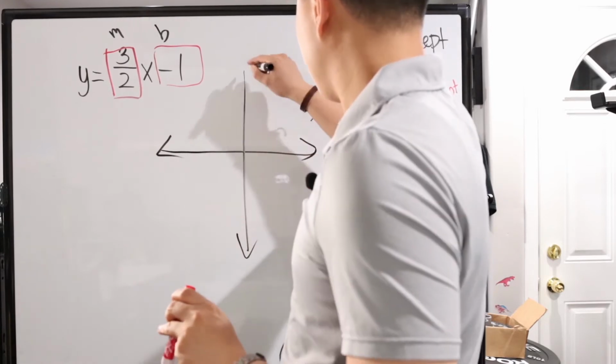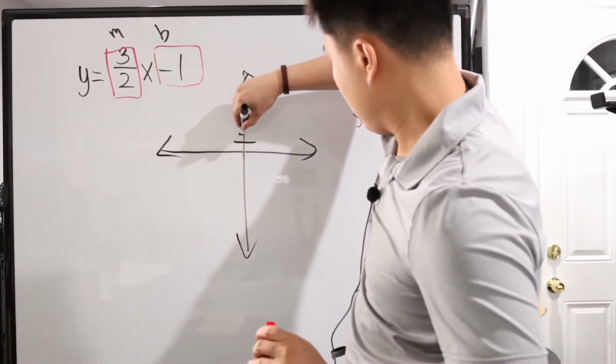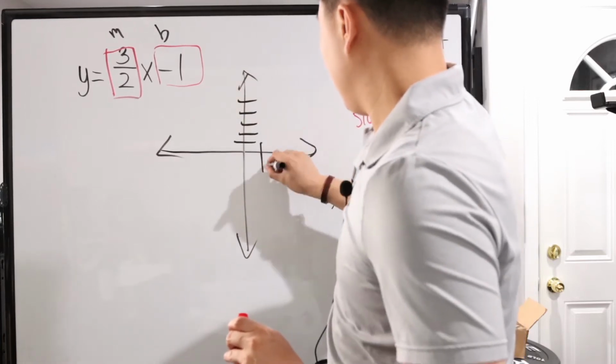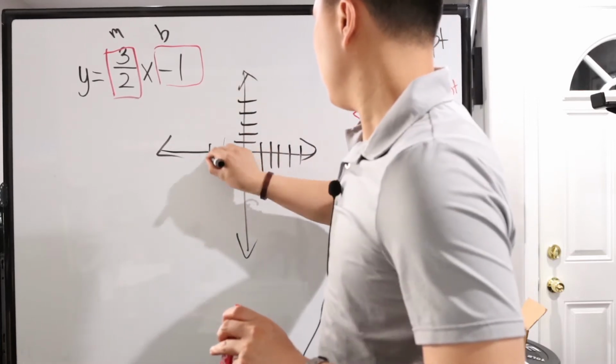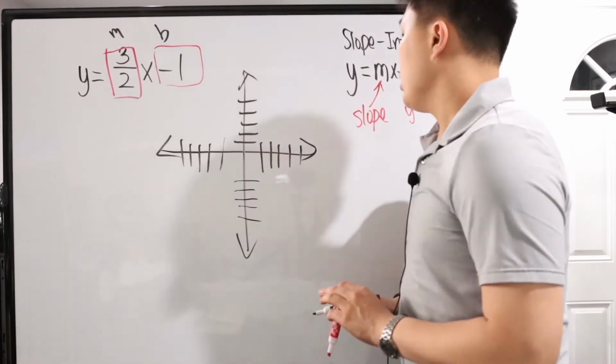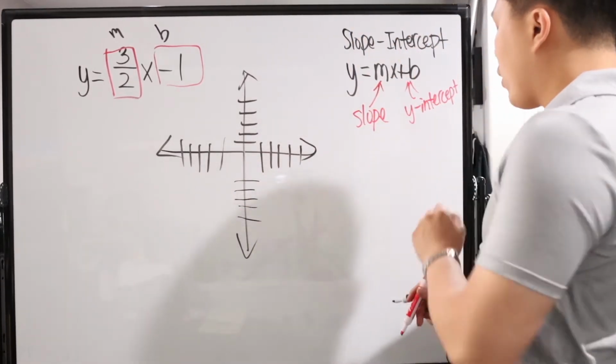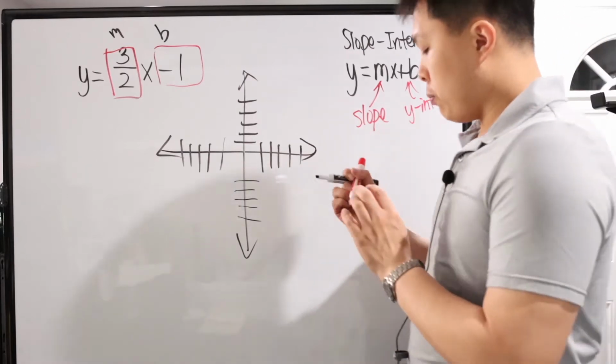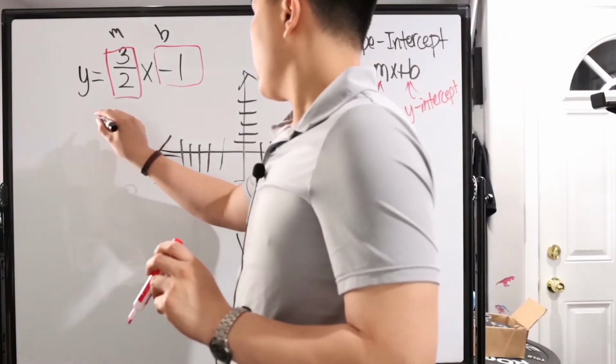If it's ugly, I apologize for that. All right, and then we have 1, 2, 3, 4, 5, 1, 2, 3, 4, 5, 1, 2, 3, 4, 5, 1, 2, 3, 4, 5. Okay, anyways, we have our slope and our y-intercept. Now, what is a slope? The slope, by definition, let's just write it right here.